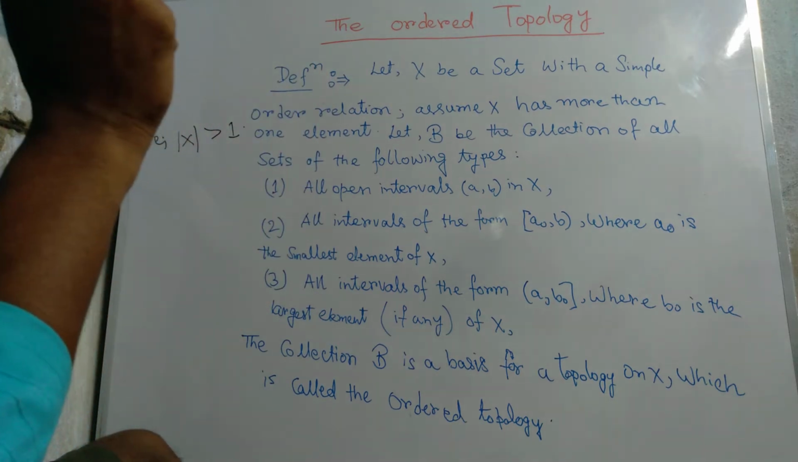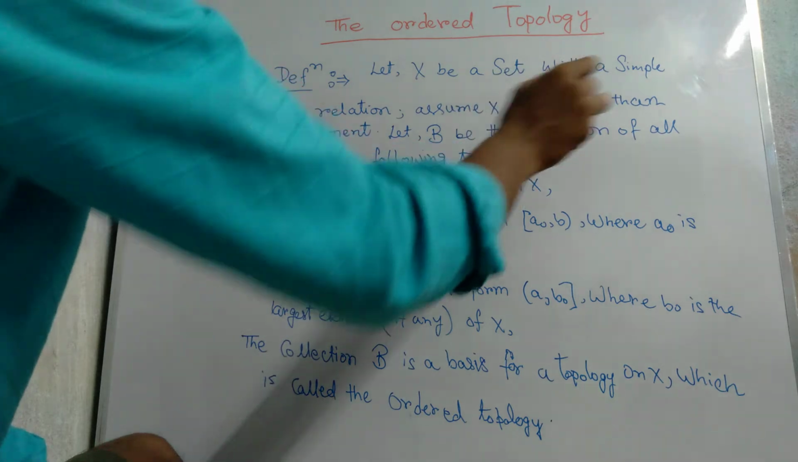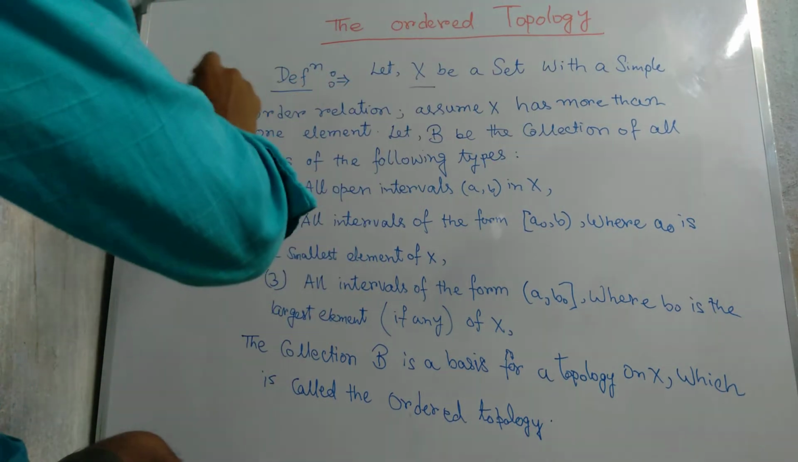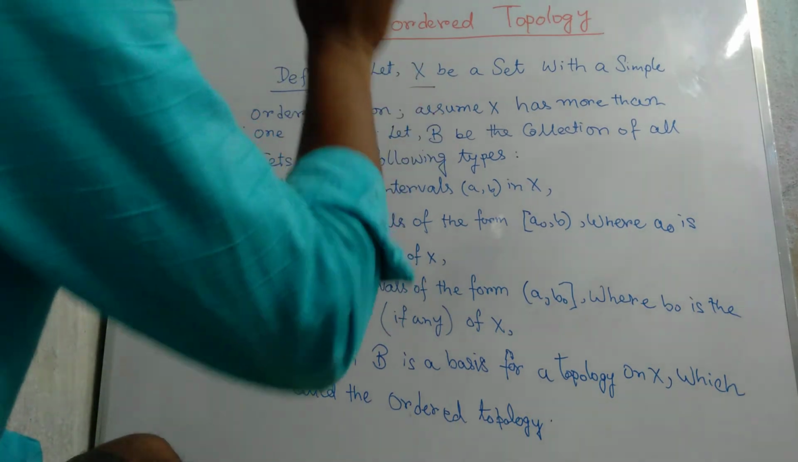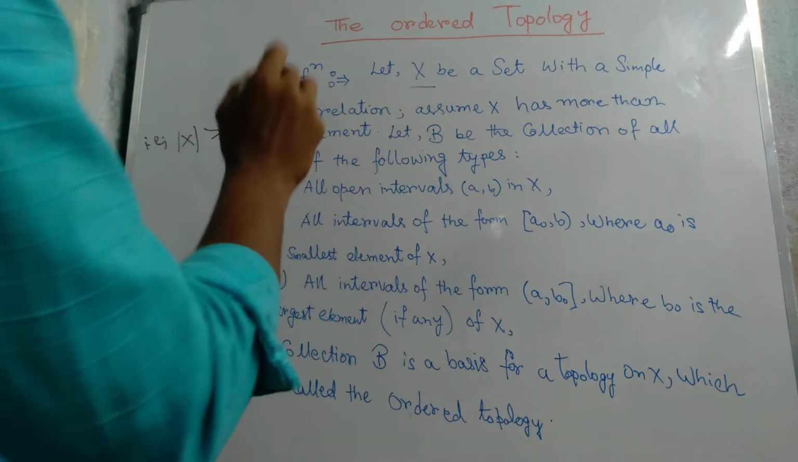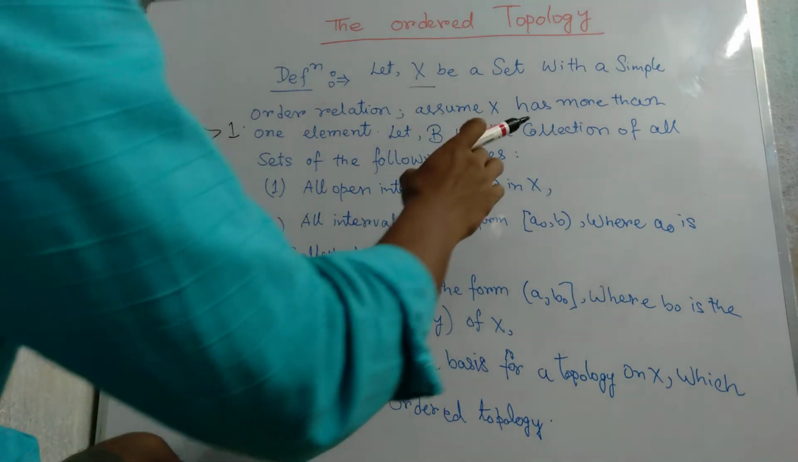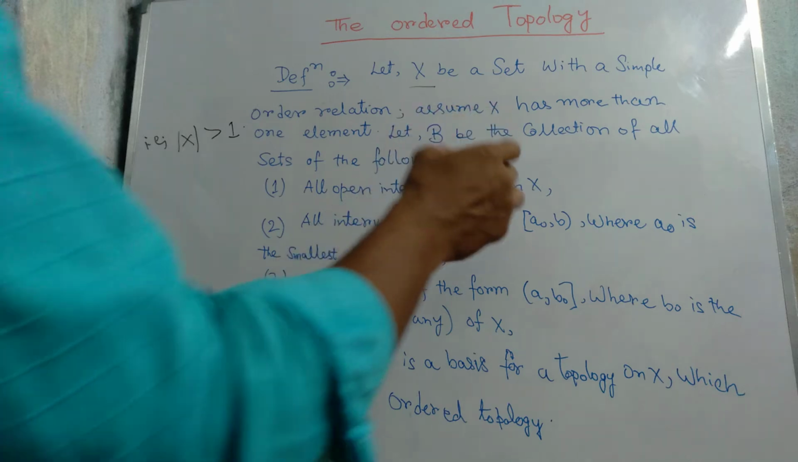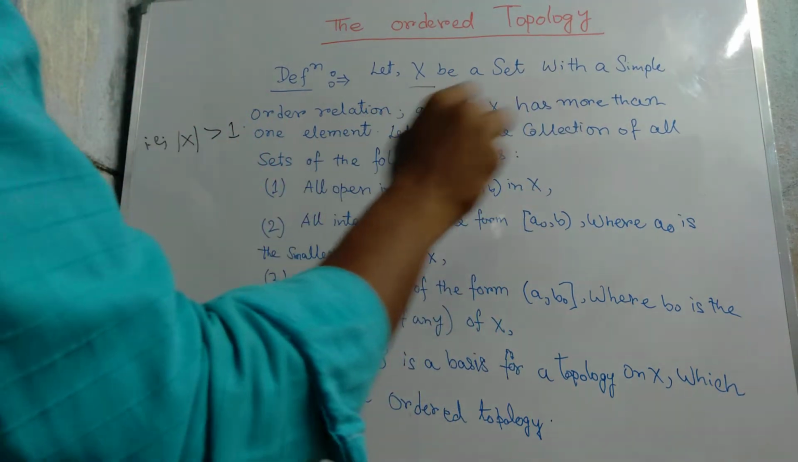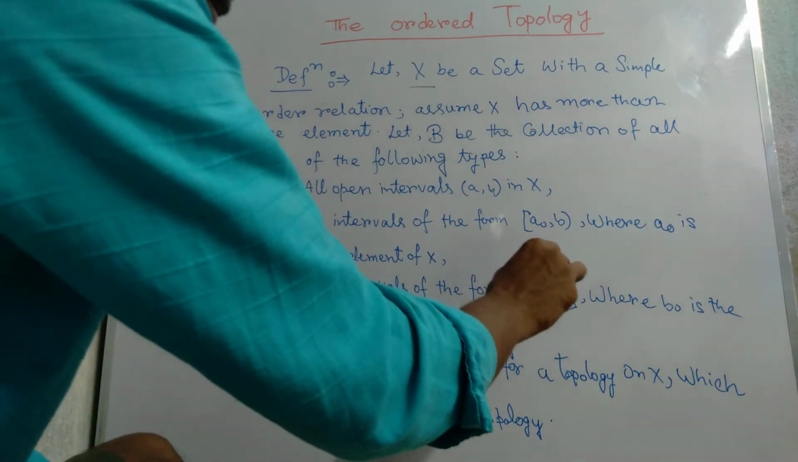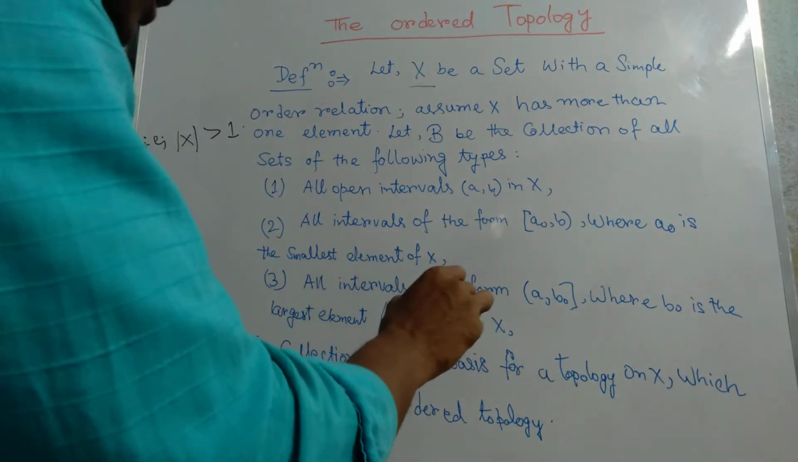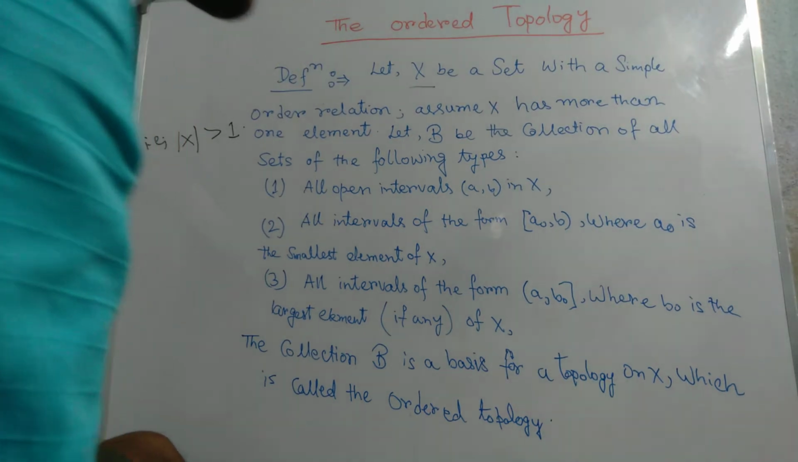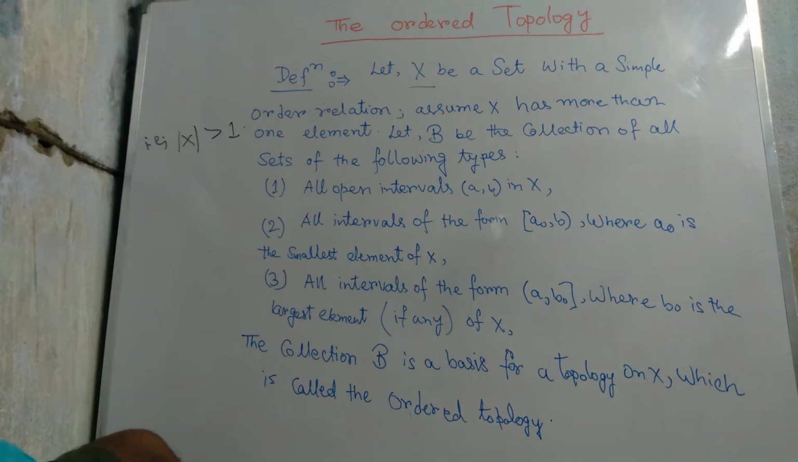So we understand the order topology. We first define some collection of sets coming from a set X, whose cardinality must be greater than 1, and this collection contains sets of the following types. It contains open intervals (a, b) in X, and also half-open intervals [a0, b), where a0 is the smallest element of X, and also (a, b0], where b0 is the largest element, if any, of X. Then these three types of intervals belong to this collection, and this collection forms a topology, which is called the order topology.